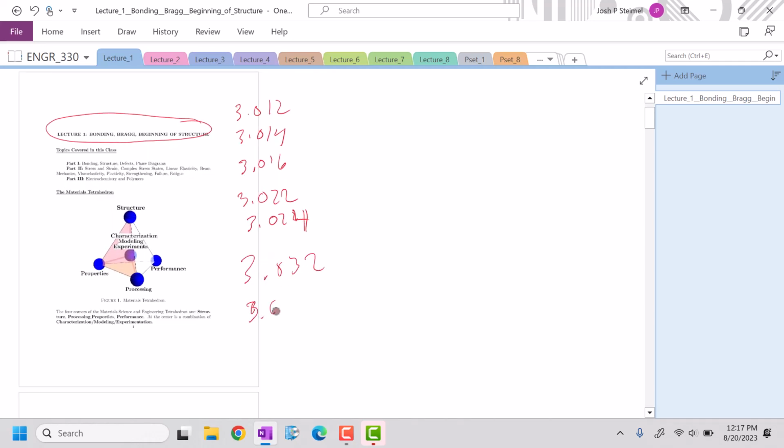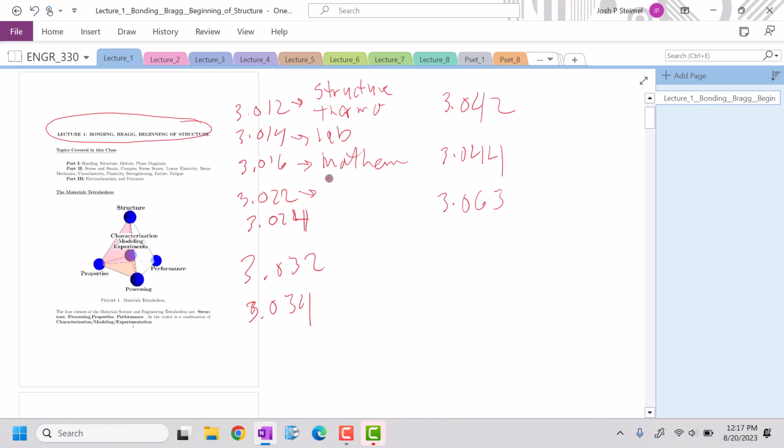3032, 3034, 3042, 3044, and then I took 3063. I took some other courses. But anyways, this course in material science was basically structure and thermo. This was a lab course. This was a Mathematica programming course. This was kinetics.